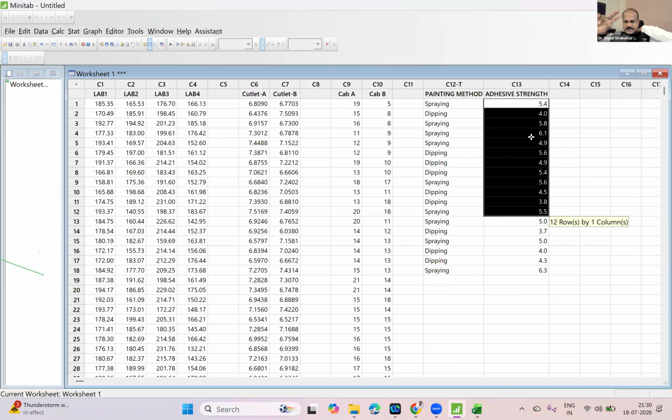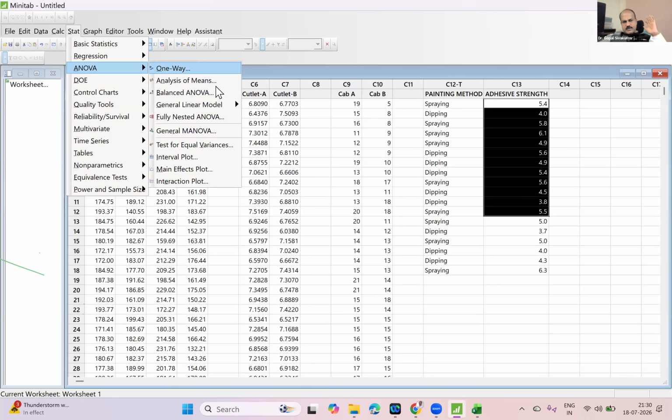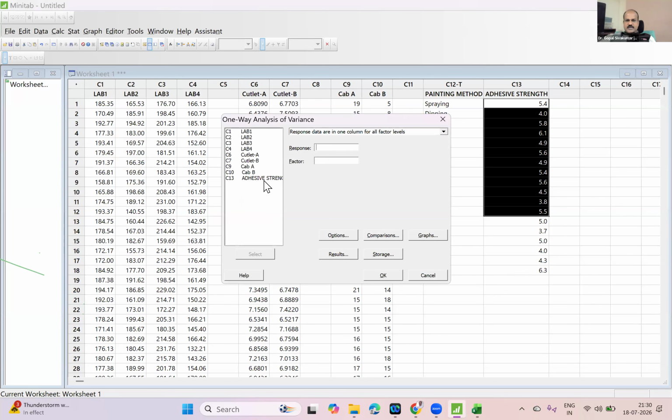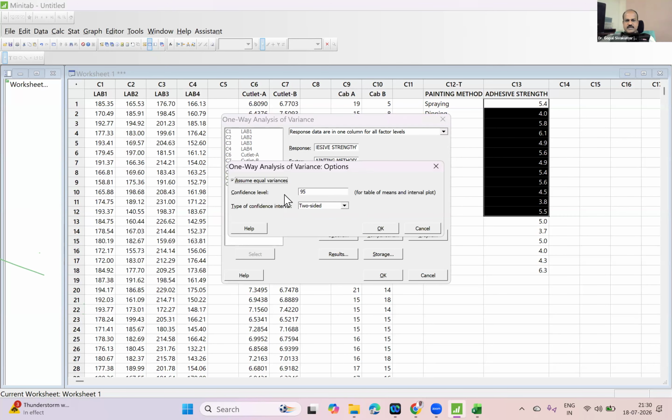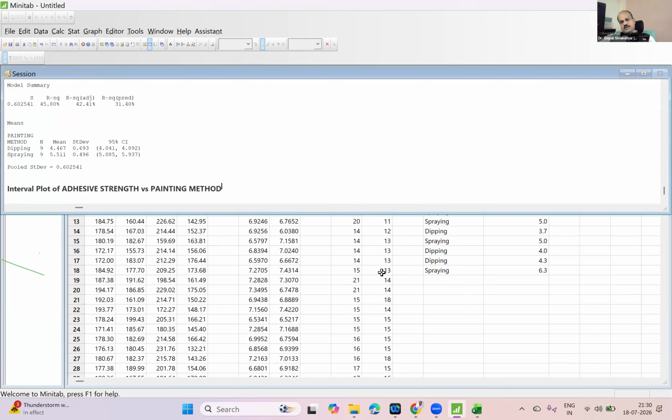Now, since the factor exists at 2 levels, I can either go for a 2 sample t-test or I can go for one way ANOVA. I know you all agree with me, one way ANOVA is advantageous because it gives the interval plot also. Stat, ANOVA, one way ANOVA. Response data in separate columns? No, in this case, only one column. What is the response? Adhesive strength is the response. What is the factor? Painting method is the factor. Options: 95%, two-sided, equal variance. Okay.